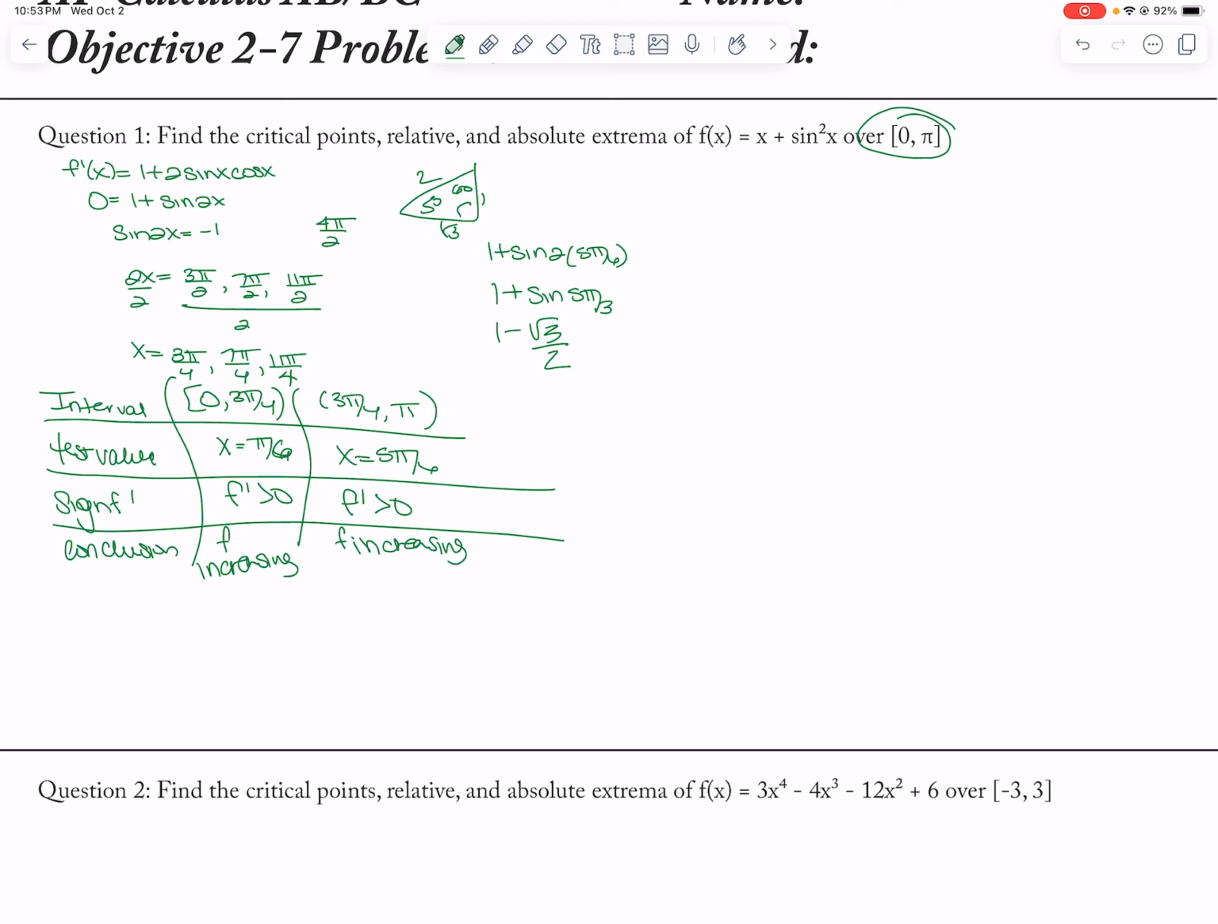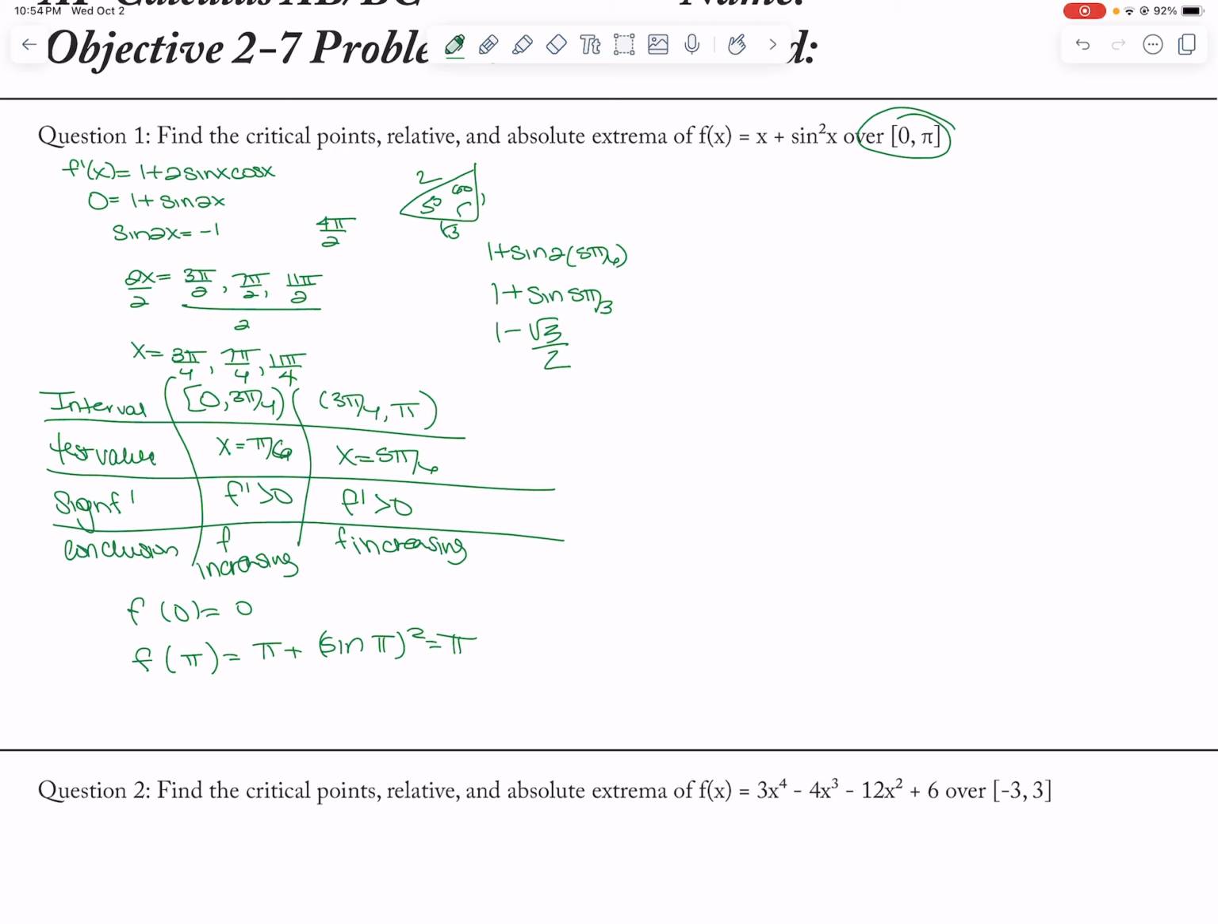So now I need to figure out what my critical numbers are. Sorry, I already figured out critical numbers. I meant endpoints. So I need to figure out what f of 0 is equal to, which is 0. And I need to figure out what f of pi is, which is pi plus sine of pi, the quantity squared, which is just pi.